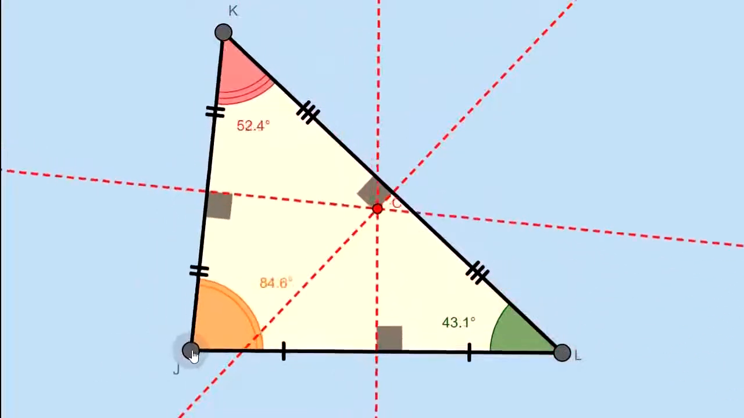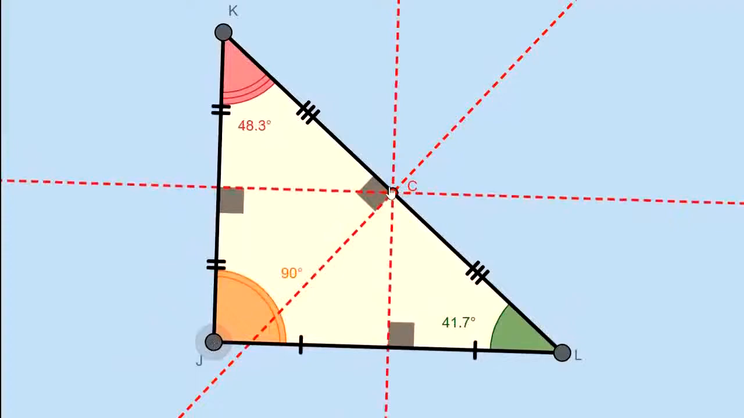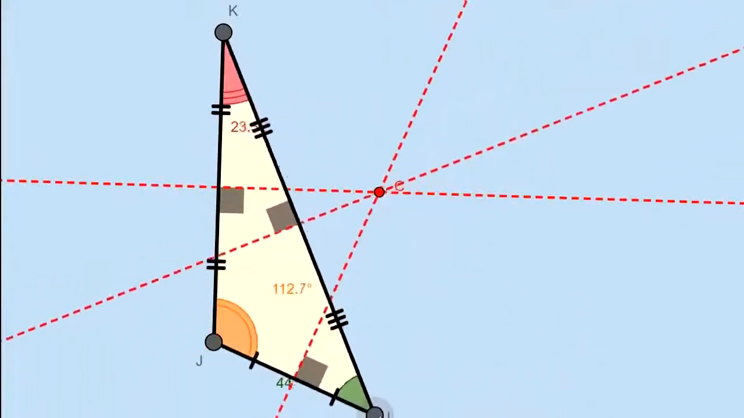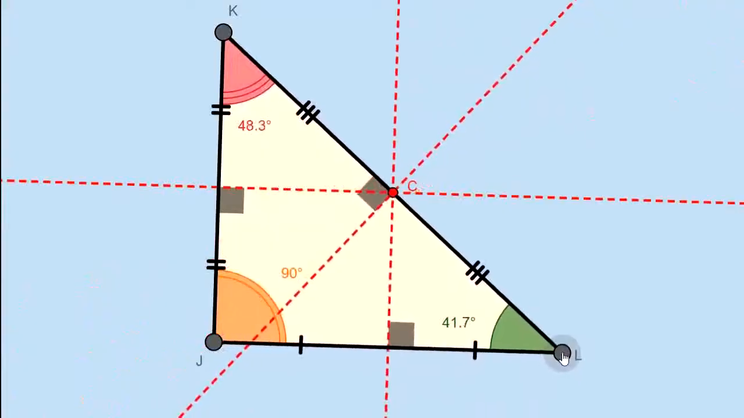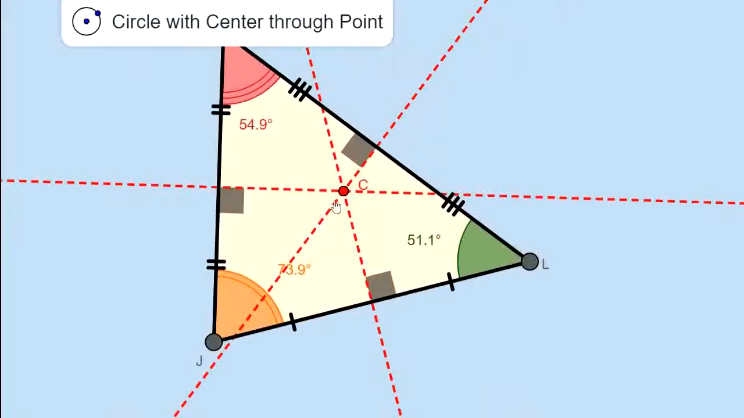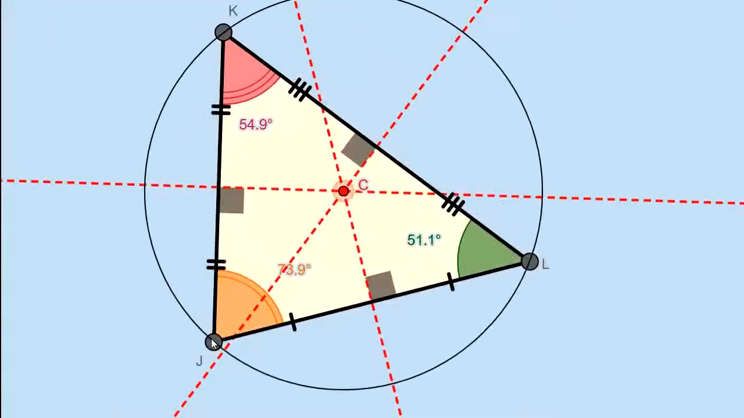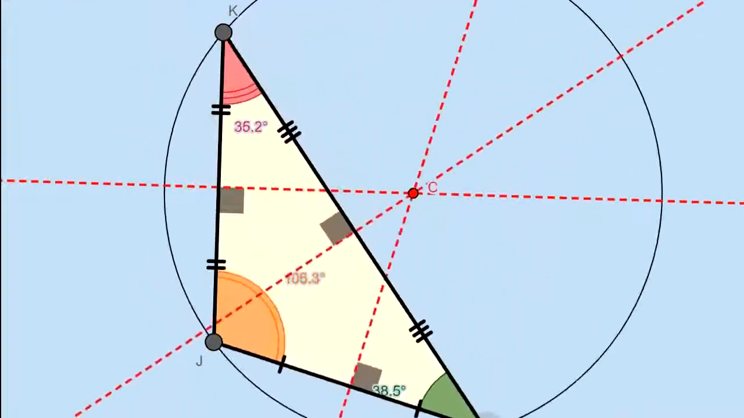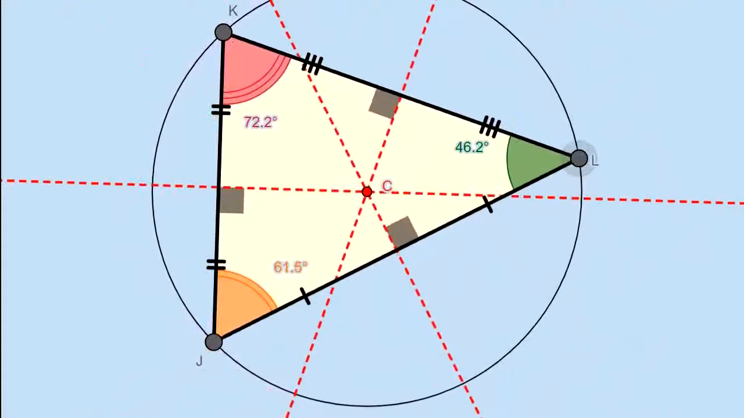The circumcenter, you'll notice now I've got a 90-degree triangle. The circumcenter ends up being at the midpoint of the triangle when it's a 90. If it's acute, it's going to be inside, and if it's obtuse, it'll be outside. If I make a circle on the outside, you'll notice that the circumcenter is the center of a circle that circumscribes. It goes around the circle.